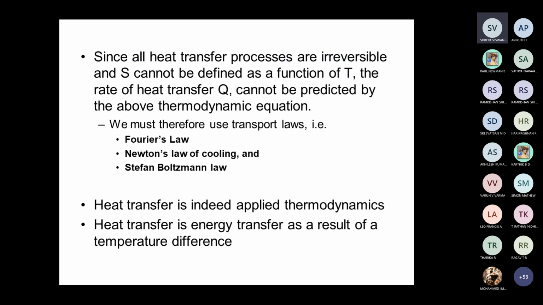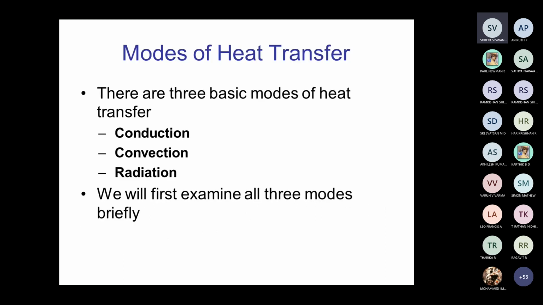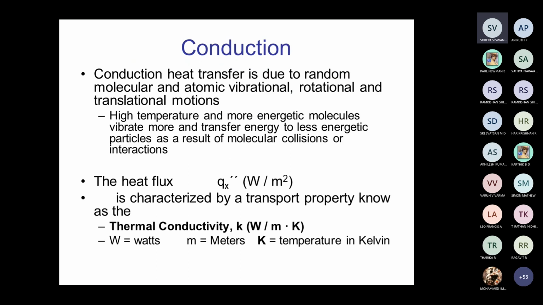So there are three important laws which define conduction, convection, and radiation. That is Fourier law of conduction, Newton's law of cooling, and Stefan-Boltzmann law. So let us discuss. We have discussed conduction, convection, and radiation. In conduction, heat transfer is due to random molecular and atomic vibrational, rotational, and translational motion. Higher temperature, more energetic molecules vibrate more and transfer energy to less energetic particles as a result of molecular collisions or interactions, so that the heat is transferred from one end to the other end.